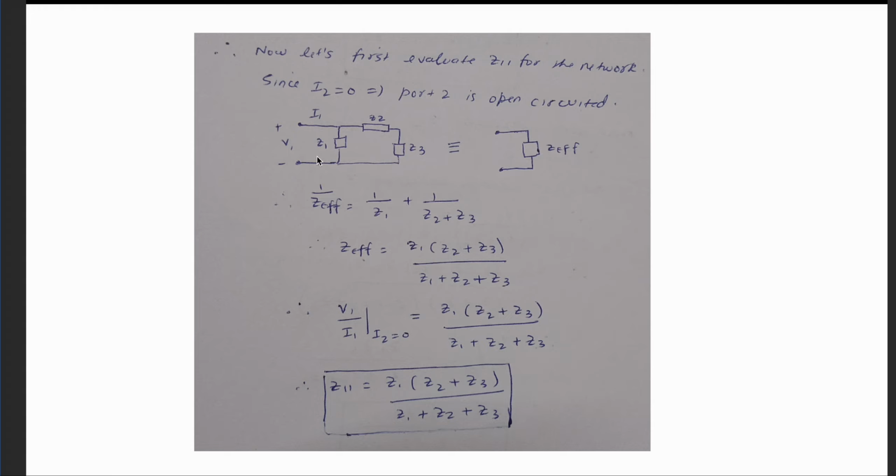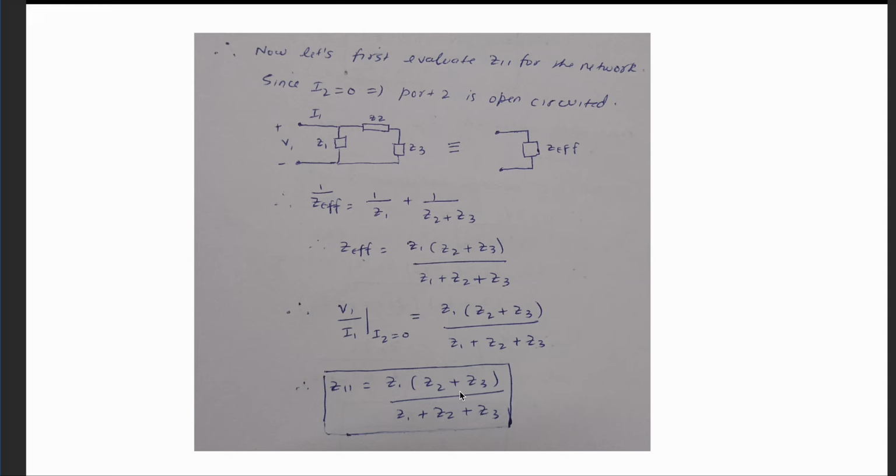So whatever current is coming from port 1 is getting divided into two sections, right? And then basically you can effectively treat it as one effective impedance, and from there you can just write a straightforward formula, which is Z effective is equal to V1 upon I1, given that I2 is 0, and from there you can calculate what is Z11. So Z11 you can write like this. Now our other task is to calculate the Z21 parameter.